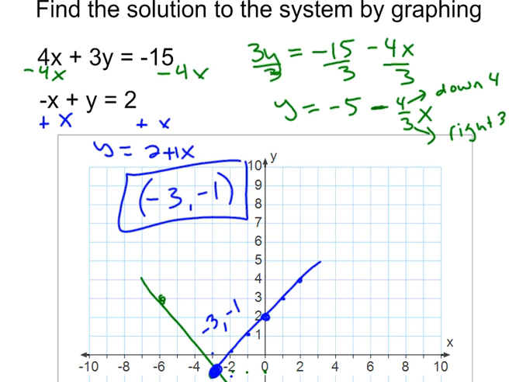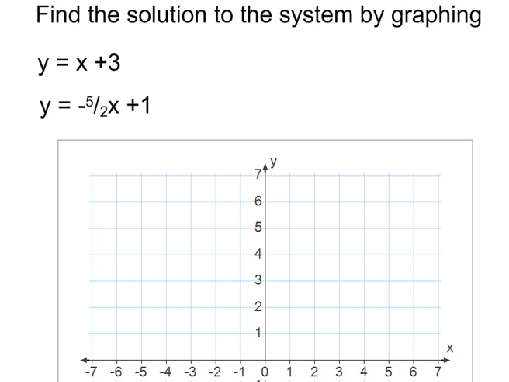Now here's the deal. Sometimes if you're not nice about drawing in your lines, you're not going to be able to see where they intersect. So if I look at this one, I want to find a different way to do it. So here's 3. I go up 1 over 1. I graph that. All right, so there's my line. And this one I'm going to start at 1, and my slope tells me I'm going to go up 5 this time. 1, 2, 3, 4, 5, and I'm going to go left 2. Okay, and now you can see I don't know what that intersection point is going to be.